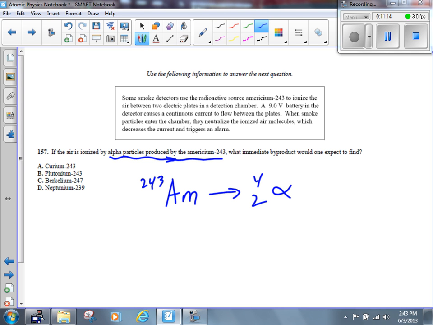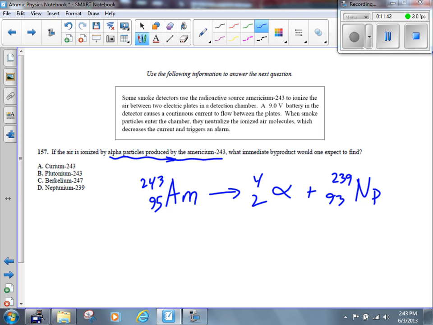Before we go any further and figure out what that other element is, we should know what the atomic number of Americium-243 is. What is it? 95. Look in the periodic table, find that it's 95. 95 is equal to 2 plus 93. 243 is equal to 4 plus 239. And when we look at 239, 93 specifically on a periodic table, we'd find that it's neptunium.